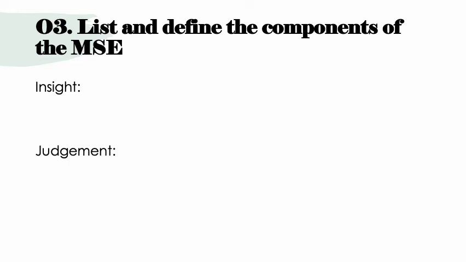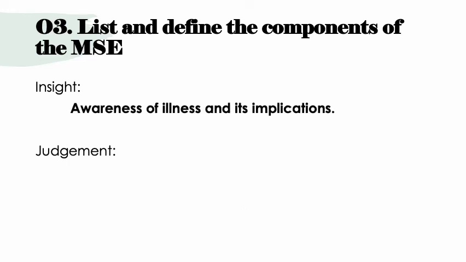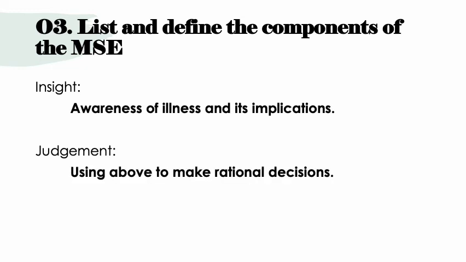The I part of the ASEPTIC mnemonic stands for insight and judgment. Insight is an awareness of illness and its implications for one's life. Judgment is using the awareness of the illness and its implications in order to make rational decisions about the future.